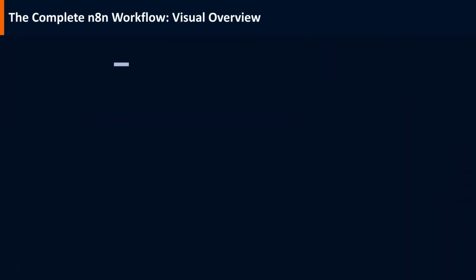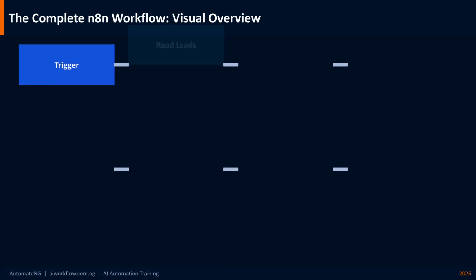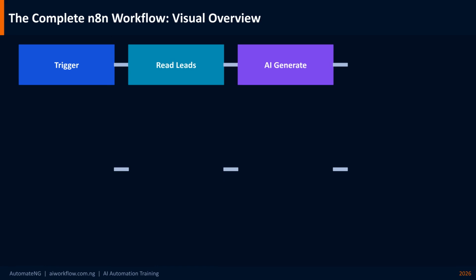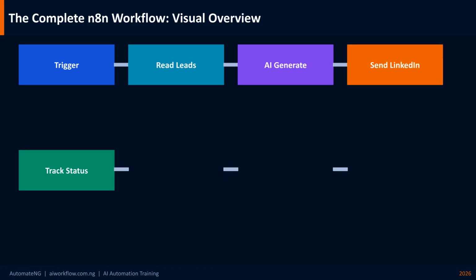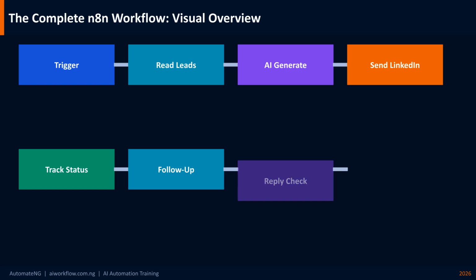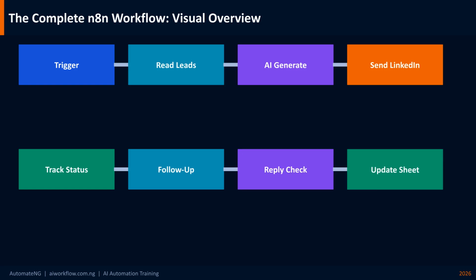This visual overview shows the complete N8N workflow. It triggers from your sheet, reads data, generates AI messages, sends them, tracks status, manages follow-ups, checks for replies, and updates your sheet. Once built, this seamless automation runs continuously, maximizing your outreach efforts.